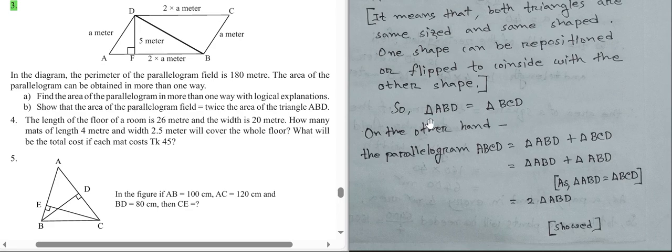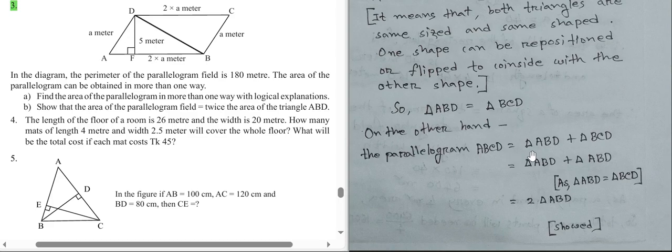So triangle ABD is equal to triangle BCD. On the other hand, the parallelogram ABCD is equal to triangle ABD plus triangle BCD, because the diagonal BD divides the parallelogram ABCD into two triangles.